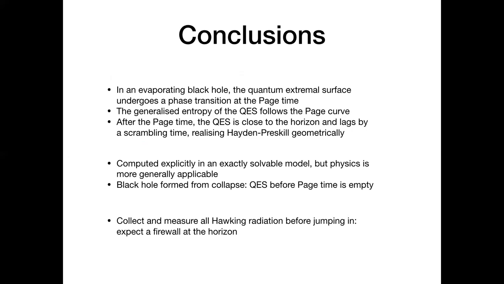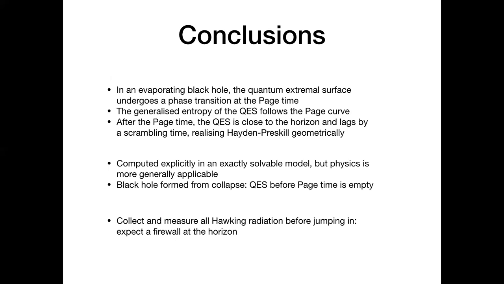But the physics of it is a bit more general, and you can understand the principles that have gone into the calculations and apply them to some other black holes. You could also apply this same thing to a black hole, not where we started with a thermal state, but a black hole actually formed from collapse. And in that case, this quantum extremal surface at early times is actually just the empty set. But other than that, everything stays more or less the same.